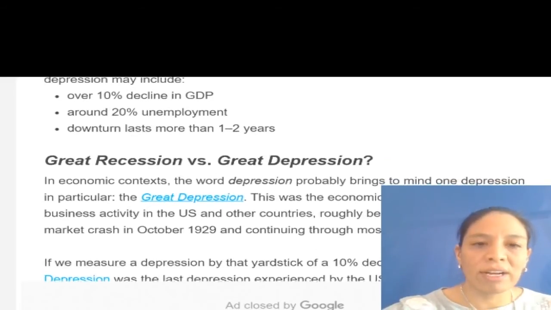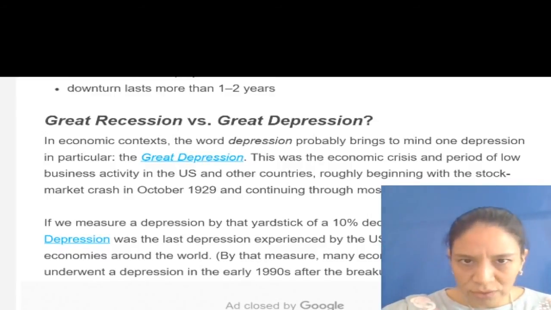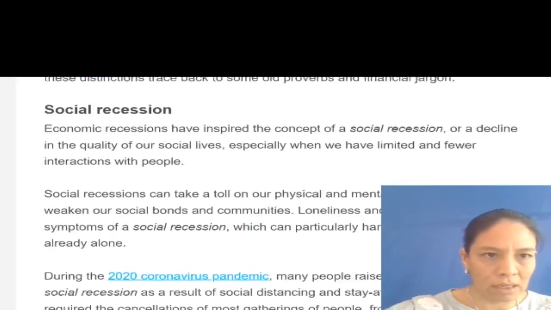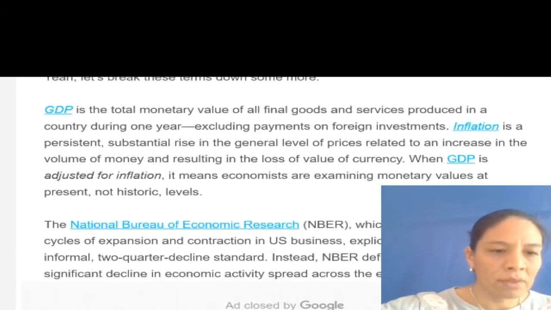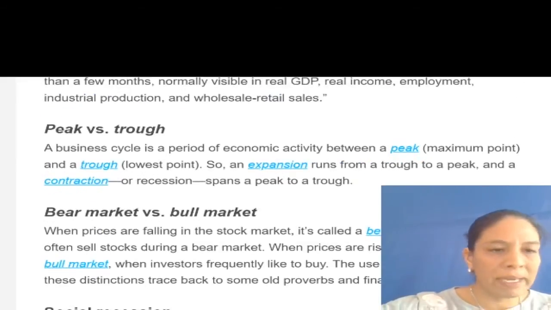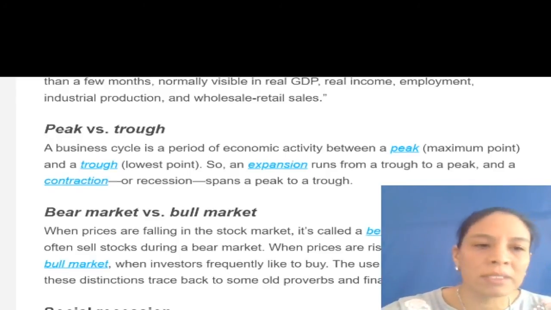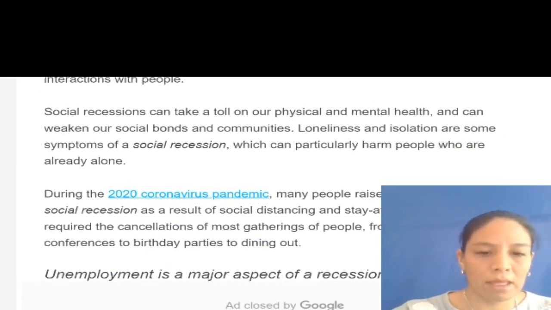So now we're going to see the Great Recession versus the Great Depression. Don't write this. We have only written, let me recapitulate, the definition of a recession. Peak versus trough. The peak is the highest point in the roller coaster of the business cycle, and the trough is like a valley. You're also going to find that term, a valley, the lowest point in the curve.